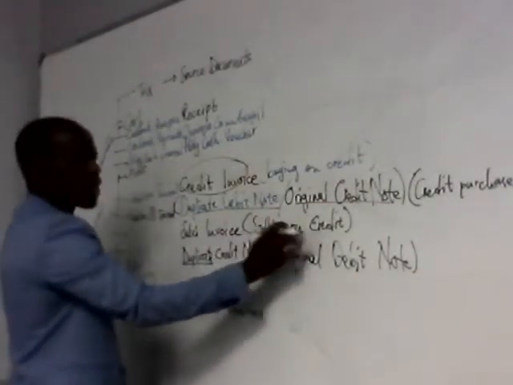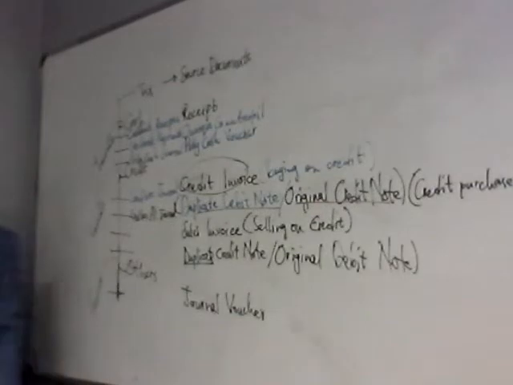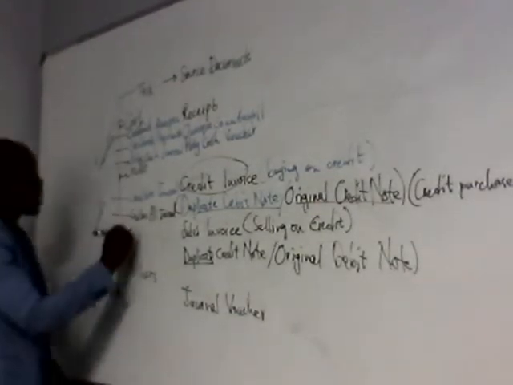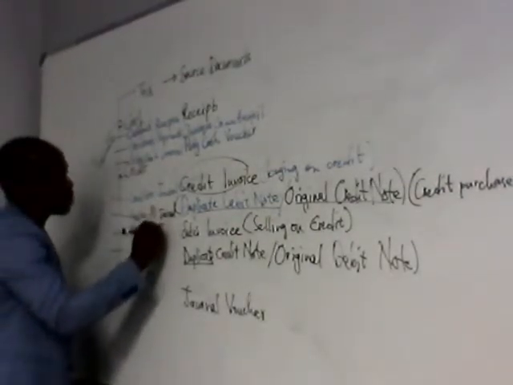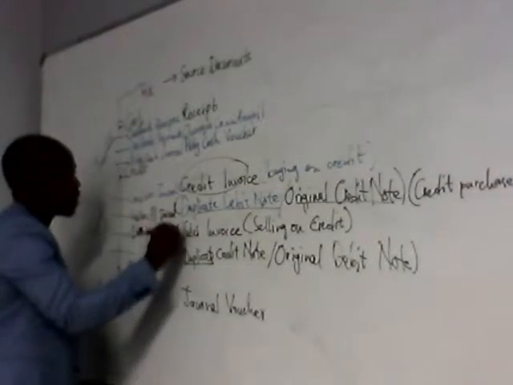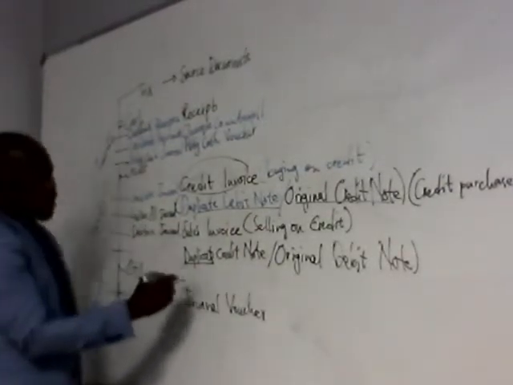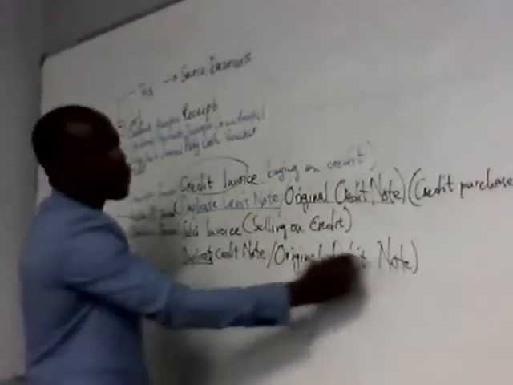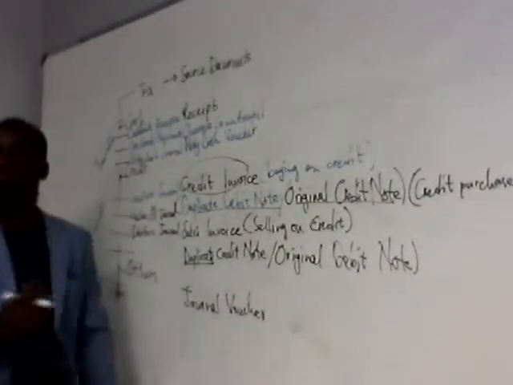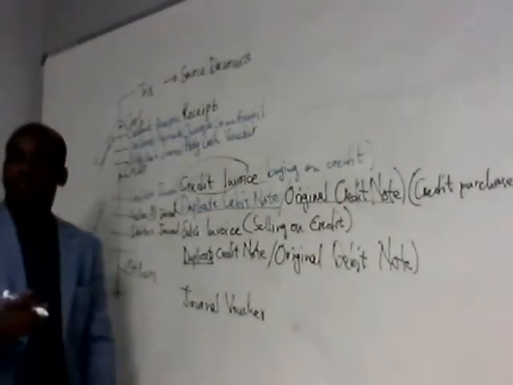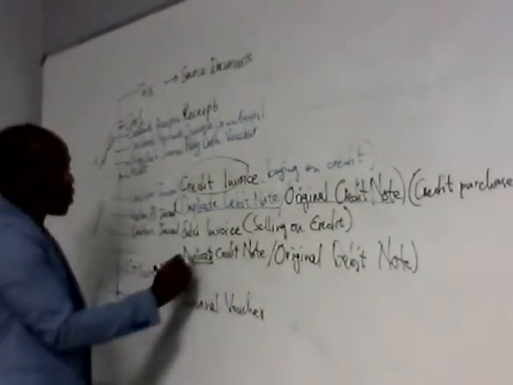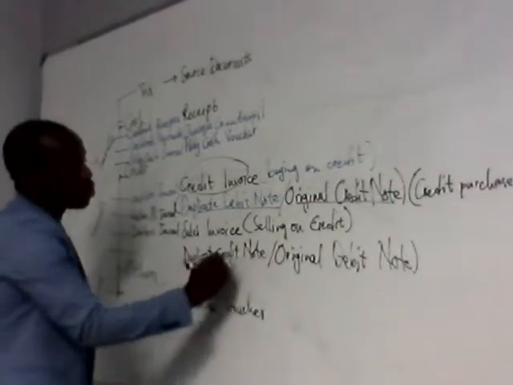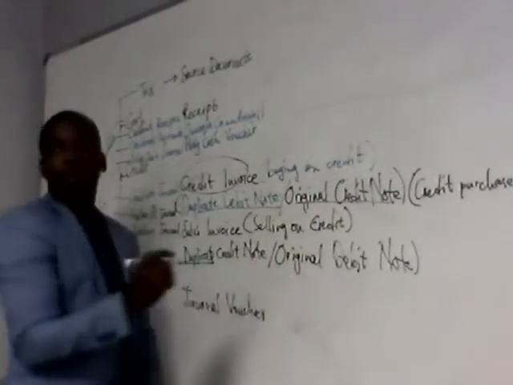If we are selling on credit, then what is the journal? The debtors journal. And now, why do we end up having either a duplicate credit note or an original debit note? How does that happen? Why do we end up having these two source documents, the duplicate credit note or the original debit note?